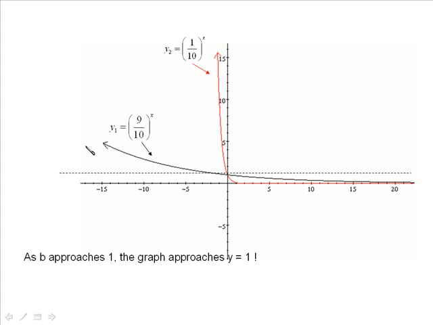So it's not just a case of b getting bigger, producing a steeper one. Really, as b gets closer to 1 from either direction, the graph is going to flatten out. So 9 over 10 to the x is a decreasing function, but it's not decreasing at a very rapid rate. It's decreasing at a rate of change of 0.9. So for your information, that dotted line would represent y equal 1.